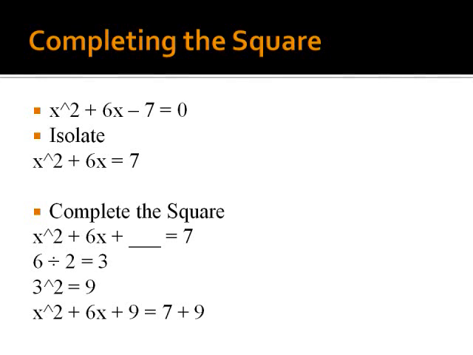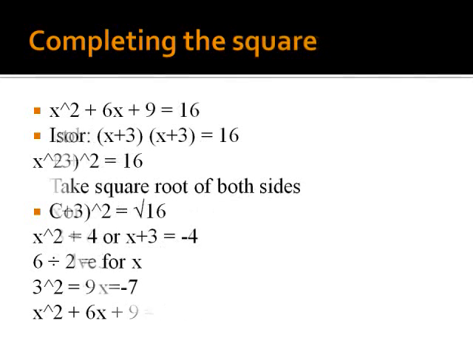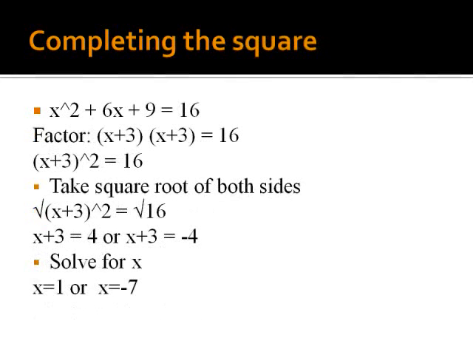Now get your new polynomial and convert it to squared form. You now have x plus 3 squared equals 16. Take the square root of both sides. You now have x plus 3 equals plus or minus 4. Solve for x with positive 4 and -4. You will have a final answer of -7 and positive 1.